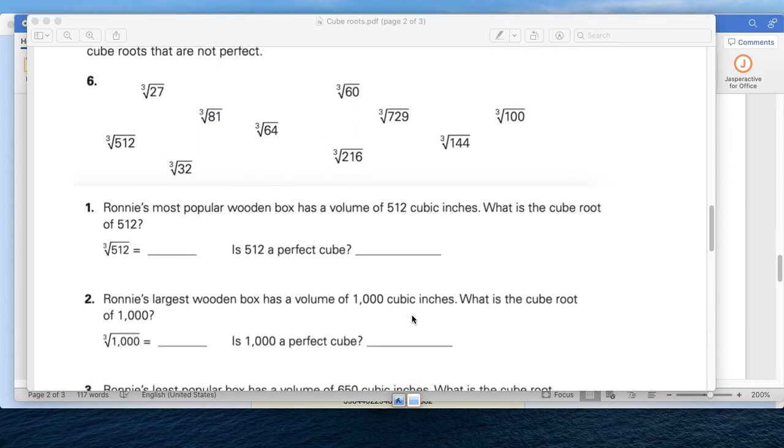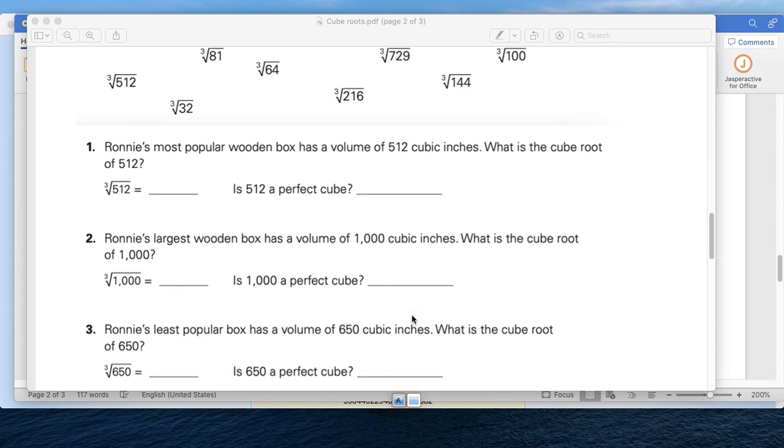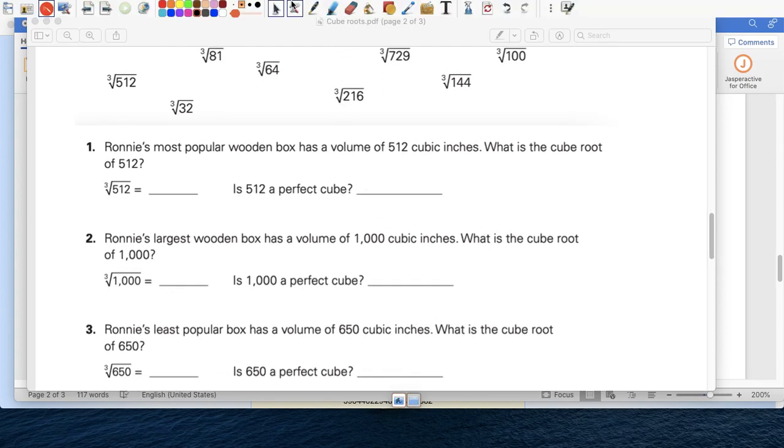Ronnie's most popular wooden box has a volume of 512. What is the cube root of 512? Again, is there a number times itself 3 times that gives you 512? Yes, there is. It's 8, because 8 times 8 times 8 is 512. Is 512 a perfect cube? Yes, meaning this and this are exactly the same. So the answer is yes.